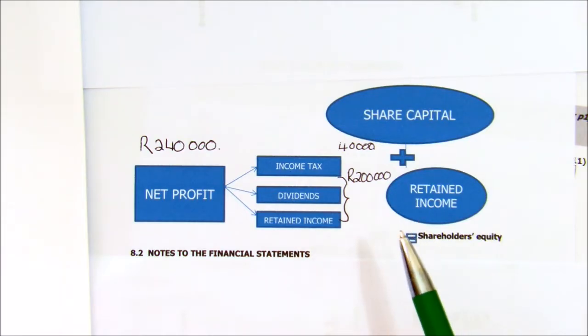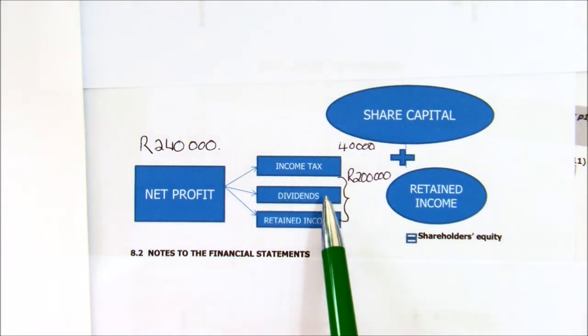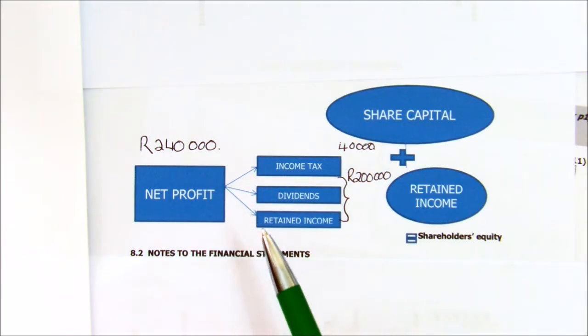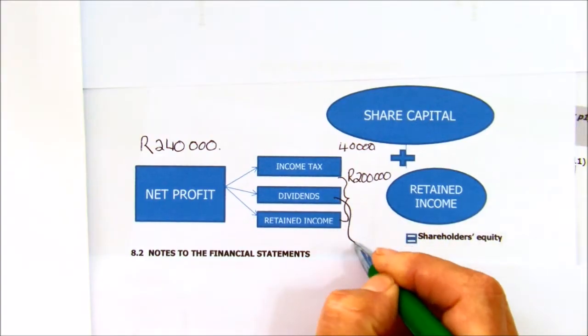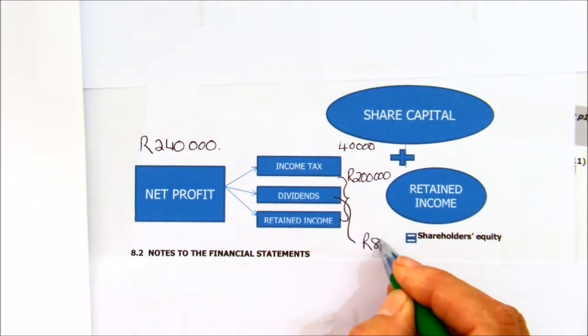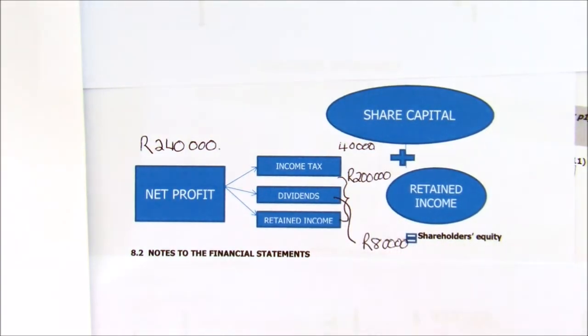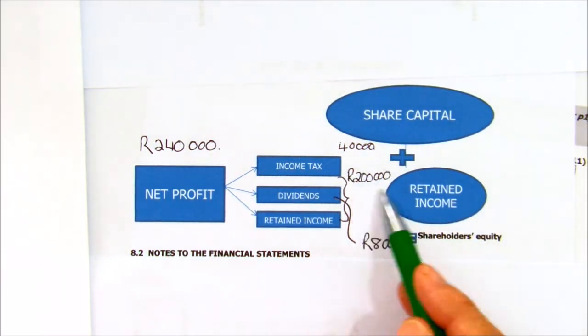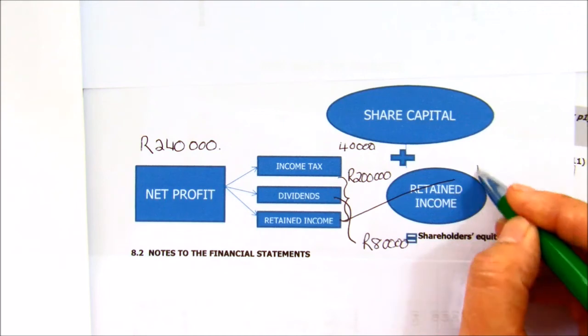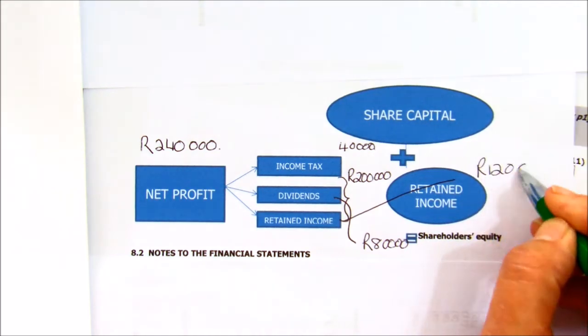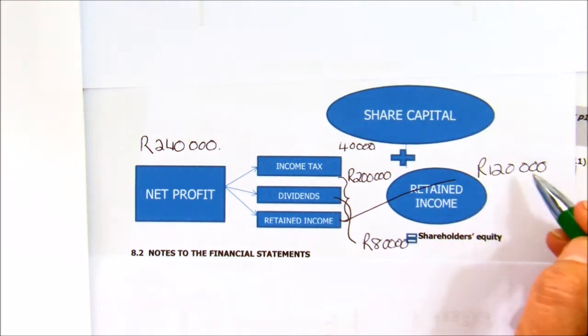So the shareholders will receive a part of it as dividends, or maybe none of it. And remember in the previous one we spoke about the fact that the directors will declare these dividends, and it's subject to the shareholders approving. So maybe they pay out 80,000 in dividends. Now that is coming out of this 200,000. The balance then, the other 120,000, goes into retained income.